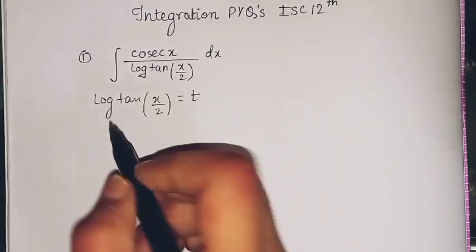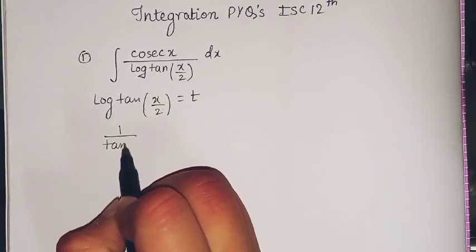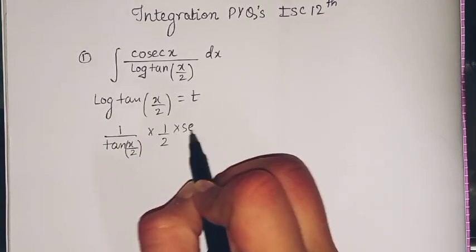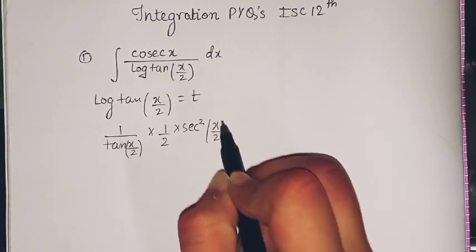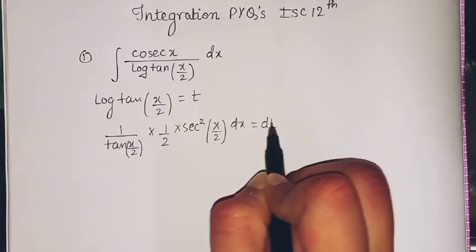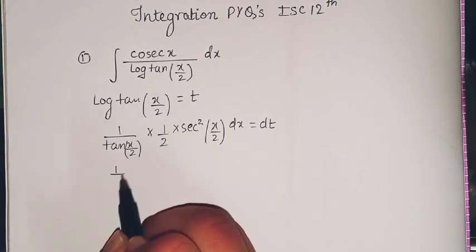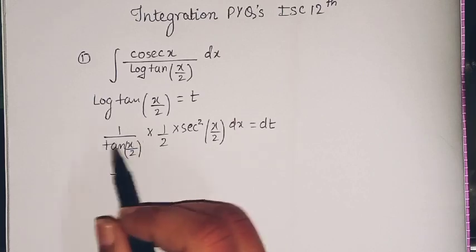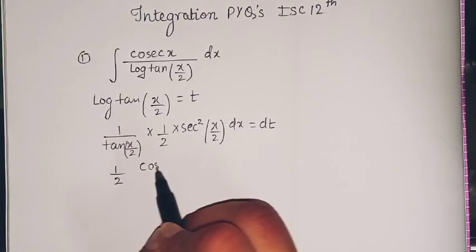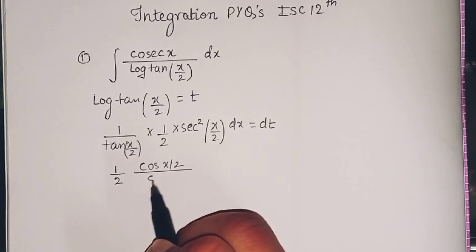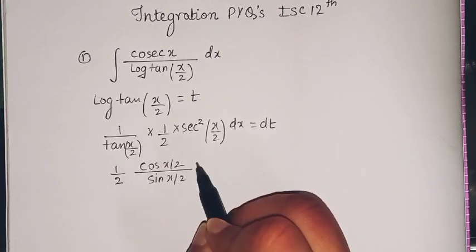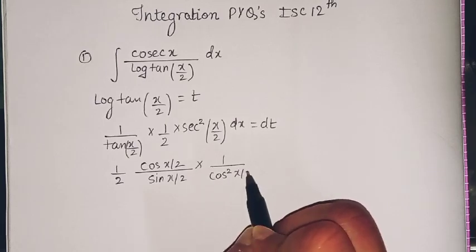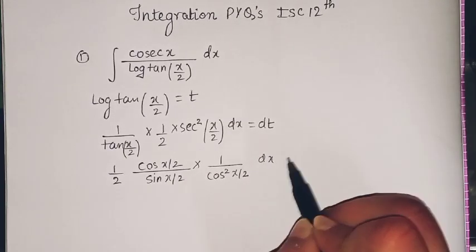Then you have to differentiate it. It will be 1 by tan x by 2 into half into sec square x by 2 dx equal to dt. Now half, I'll put the value sine by cos, that is of tan. So it will be cos x by 2 divided by sine x by 2 into 1 by cos square x by 2 dx equals to dt.